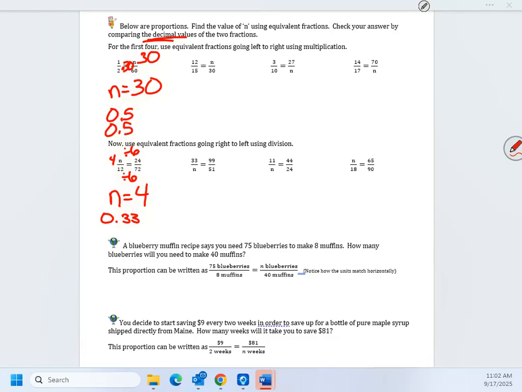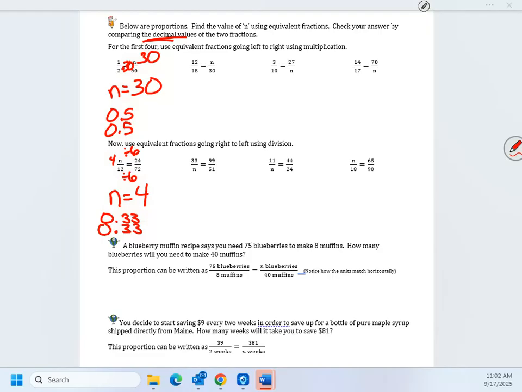What's 24 divided by 72? Laurel? 0.33. So, did I do my math correct? Yes, I got the same decimal. And I'm proving it. I'm not guessing. I'm not saying, oh yeah, it's right. Double checking means you do the work.